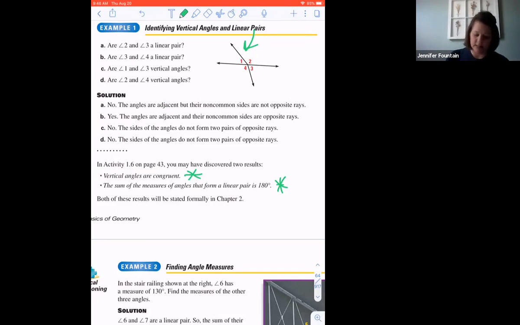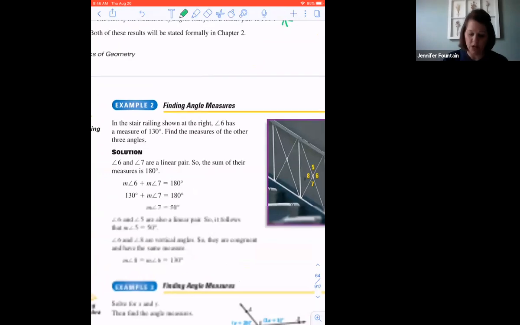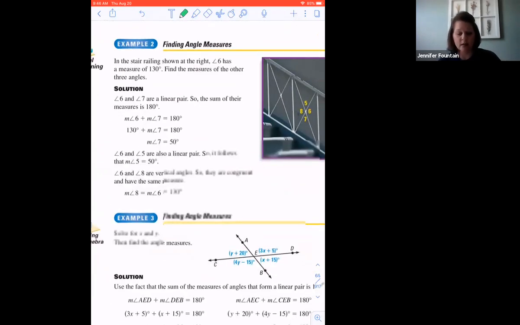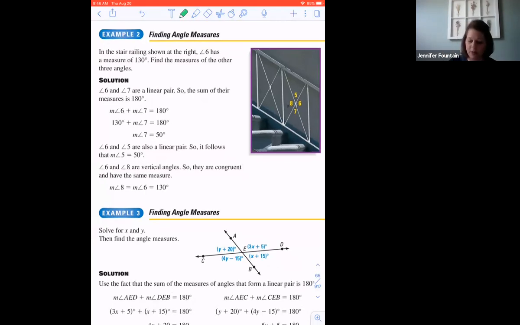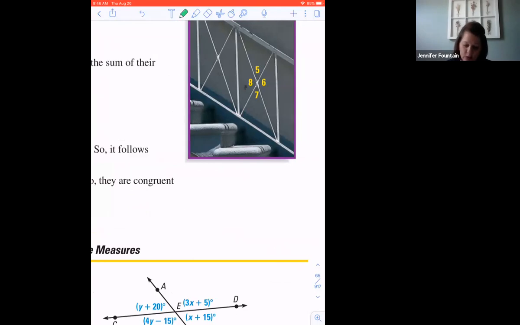All right. Example 2, finding angle measures. So we've just talked about how a straight line equals 180 degrees. So let's look at this example. It says, for the stair railing shown at the right, if angle 6 has a measure of 130 degrees, find the measures of the other 3 angles. Okay, so what I'm going to do is I'm going to come over here, and they said that angle 6 is 130 degrees. So what does that mean the measure of angle 8 is? They're vertical angles. 130 degrees, good. So angle 8 is also 130 degrees.